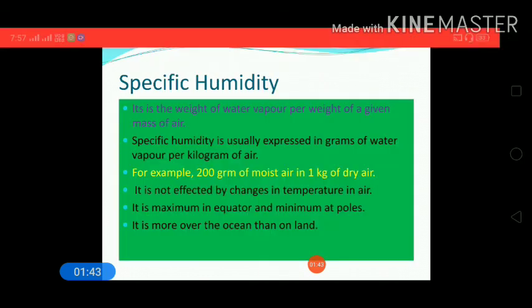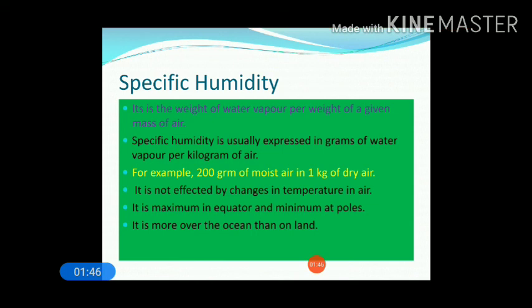Okay, coming to next, specific humidity. It is the weight of water vapor per weight of a given mass of air. That means the specific humidity is usually expressed in gram of water vapor per kilogram of air. Means in 1 kilogram of air, what gram of water vapor is there? Especially in dry air, in 1 kg of dry air, what gram of water vapor or the moist air is there? So that is what we call specific humidity.